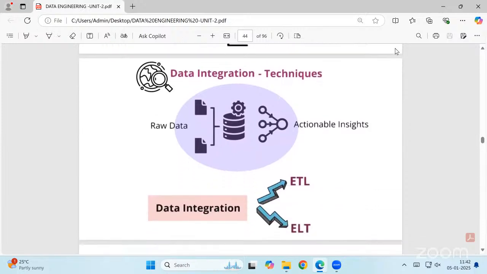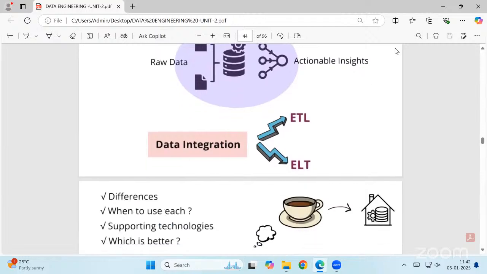Now what will you do? This data integration will take raw data from different sources and integrate it into a collection. This is the collection, and this integration generates actionable insights, where the data is represented in a specific format. There are different ways to do integration: ETL and ELT. ETL is extract, transform, load. ELT is extract, load, and transform.